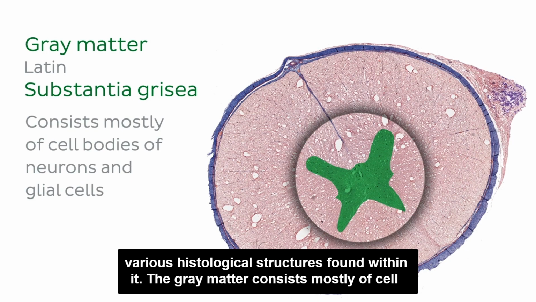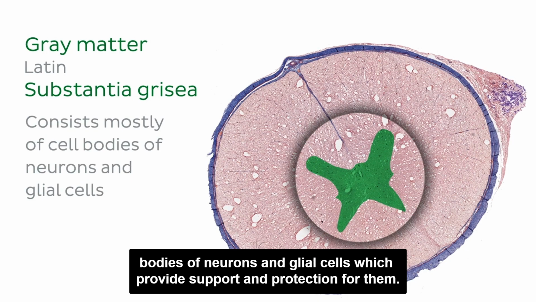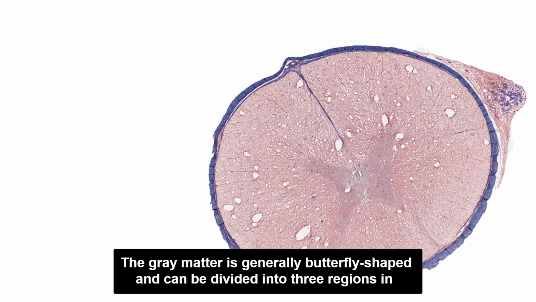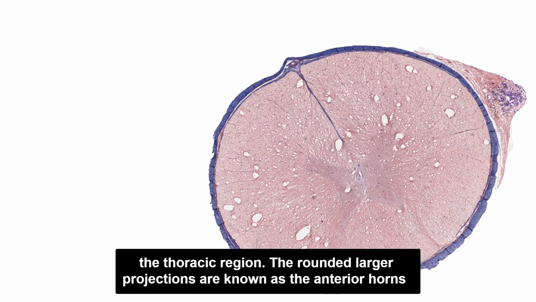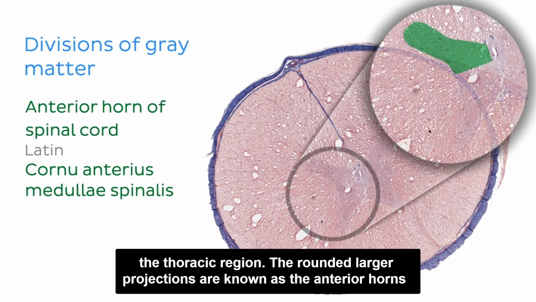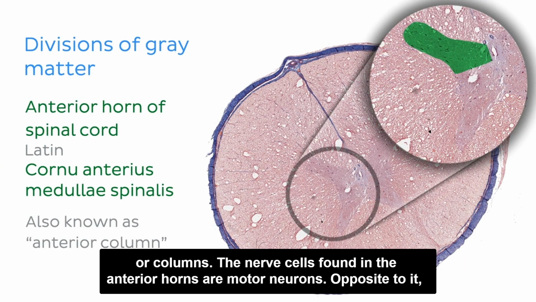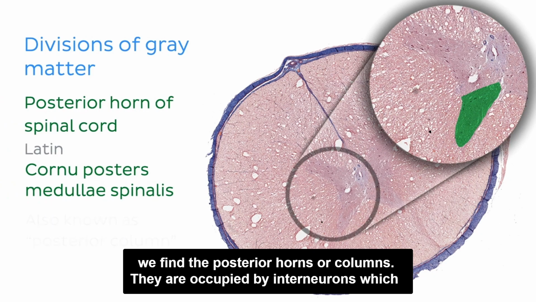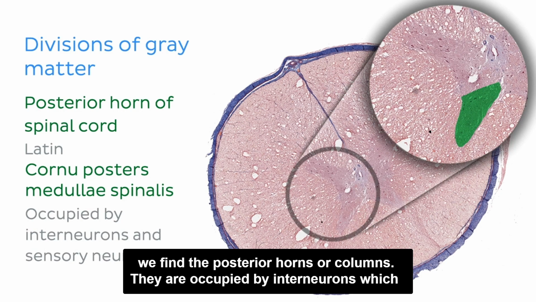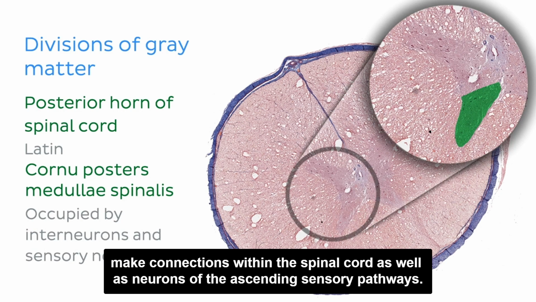The gray matter consists mostly of cell bodies of neurons and glial cells, which provide support and protection for them. The gray matter is generally butterfly-shaped and can be divided into 3 regions in the thoracic region. The rounded larger projections are known as the anterior horns or columns. The nerve cells found in the anterior horns are motor neurons. Opposite to it, we find the posterior horns or columns. They are occupied by interneurons, which make connections within the spinal cord, as well as neurons of the ascending sensory pathways.